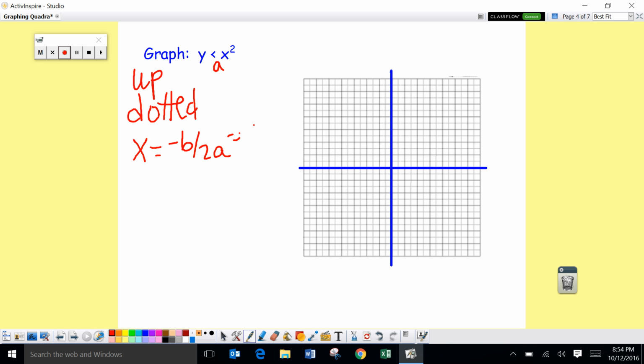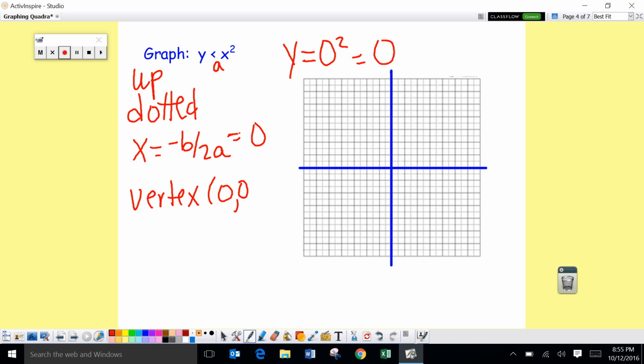That means our b value is 0, and 0 divided by anything is 0. So we're going to substitute 0 in for the x, change our sign to equals, so we know then y is 0 squared, which is 0. Our vertex, our x value is 0, and our y value is 0, so we know that our vertex is at the origin. We will make our parent function table 0, 1, 2, 0, 1, 4. We do not need a third column because our leading coefficient is 1.